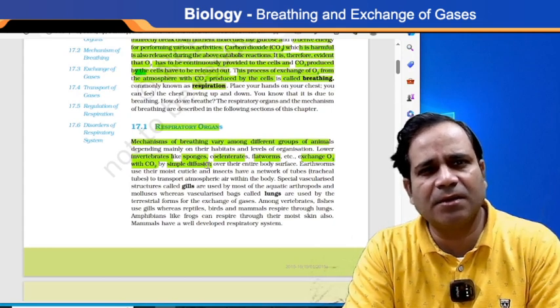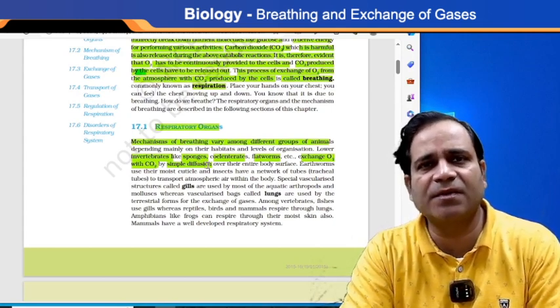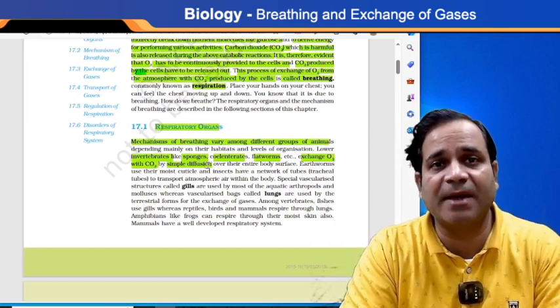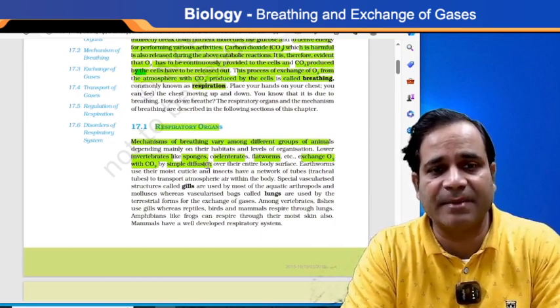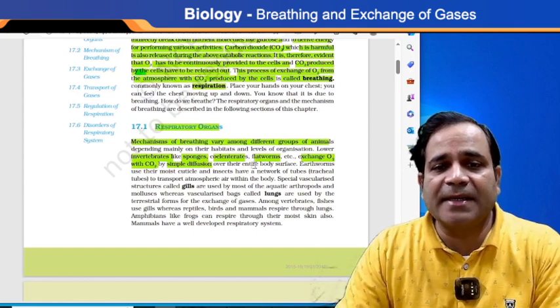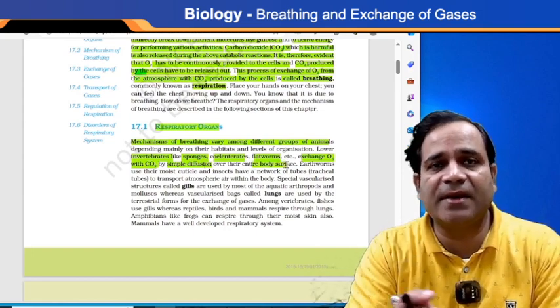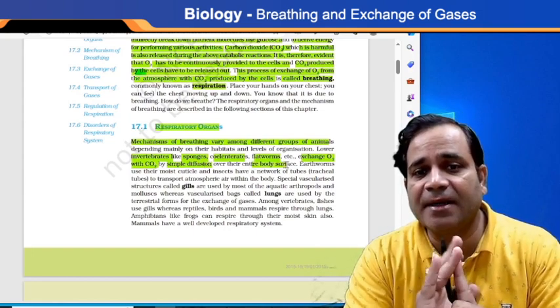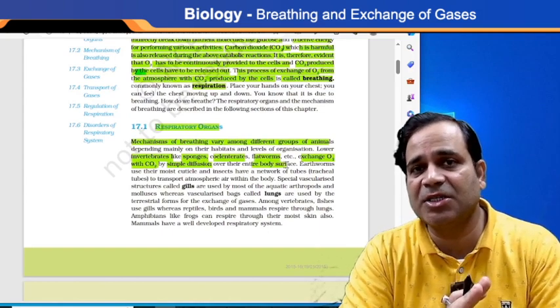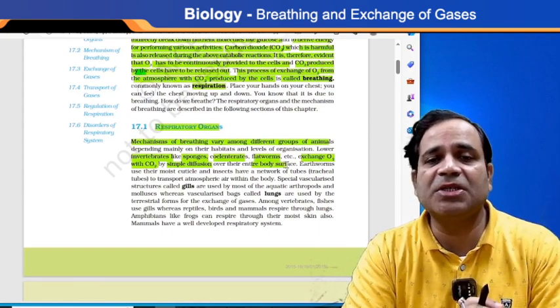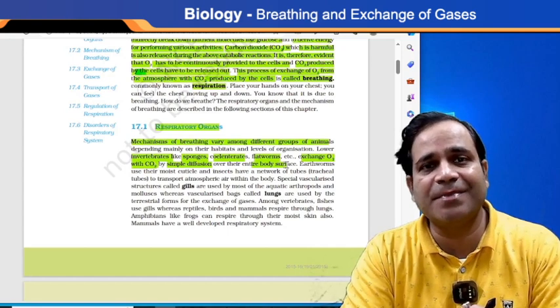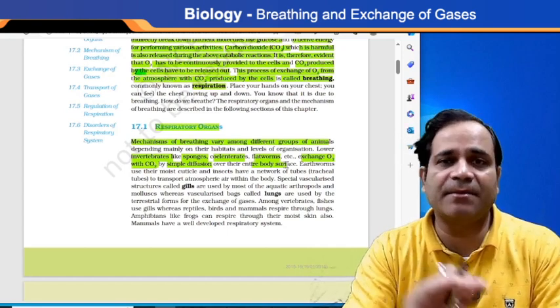And diffusion, concentration, means the amount of energy that flows from higher concentration to lower concentration, my dear, without any selective permeable membrane. So over the entire body surface. Invertebrates like sponges, coelenterates and flatworms all exchange O2 by simple diffusion over their entire body surface, my dear.